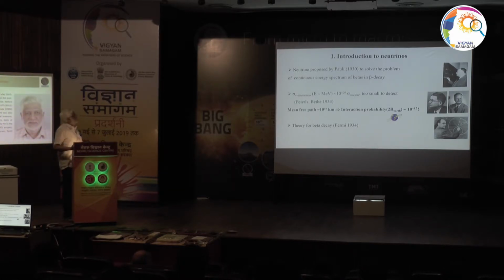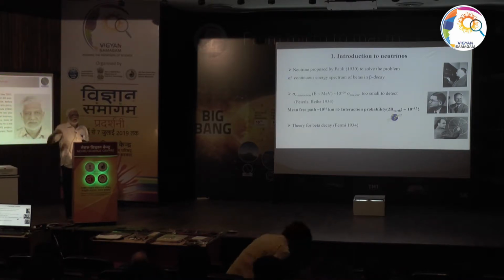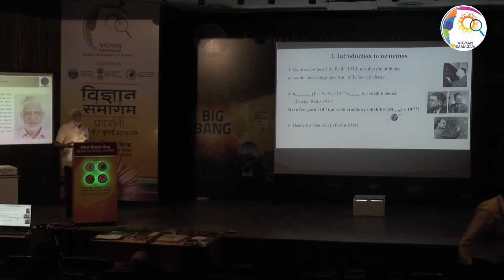So these particles were proposed by Pauli somewhat diffidently to understand the problem in beta decay. In beta decay, we have a continuous beta energy spectrum, and at that time already quantum mechanics was known. It was developed in around 24 to 28, including relativistic quantum mechanics and so on. And so if you have definite initial and final states, you expect that if beta particles are emitted, they should be emitted with a definite energy.